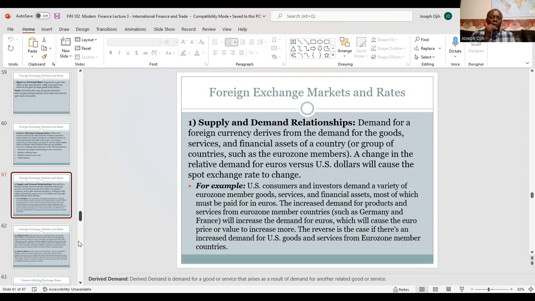I've given so many examples. US consumers and investors demand a variety of goods and services, especially oil from OPEC countries like Saudi Arabia and so on. To pay for the oil, we have to exchange our dollars to their currency and pay them. That will cause the value of their currency to appreciate.